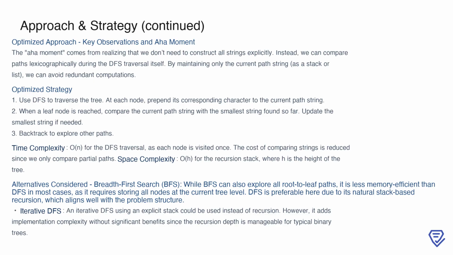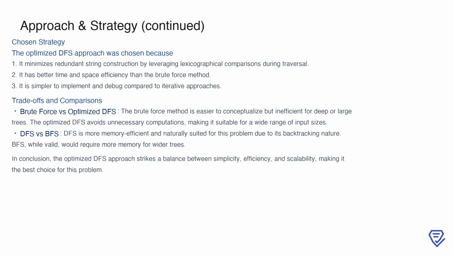While we considered alternatives like BFS or iterative DFS, BFS is less memory efficient since it requires storing all nodes at the current level, and iterative DFS adds unnecessary complexity without significant benefits. The recursive DFS approach aligns naturally with the problem structure and is more efficient overall. Ultimately, we chose the optimized DFS approach as the most effective strategy for solving this problem. This method avoids unnecessary string construction by performing lexicographical comparisons directly during traversal, significantly improving efficiency.